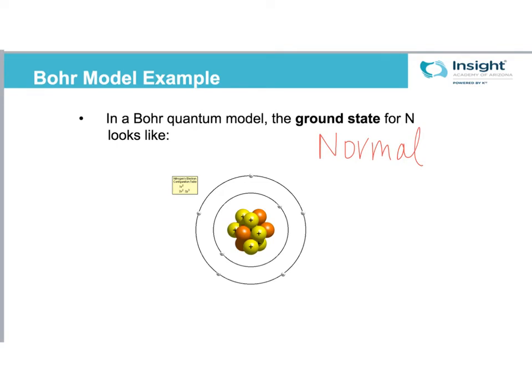All right, so here we've got a nitrogen atom, and we've got our 2 electrons in the bottom ring, and then 5 in the second ring. All right, and these are all exactly where they want to be. So good vocab term here. Pause the video if you need to get that written down.